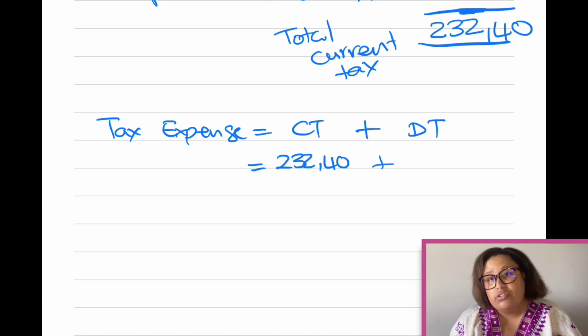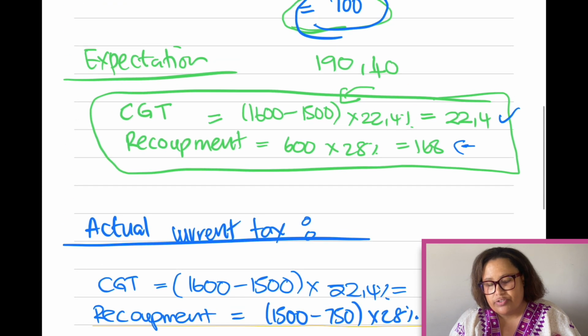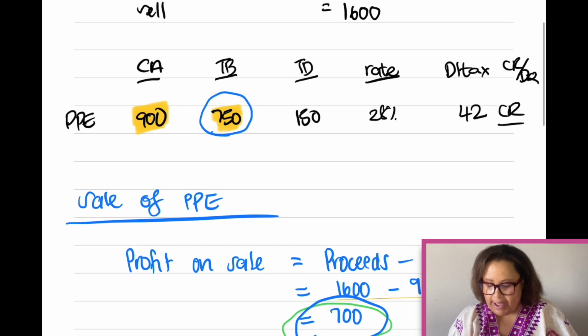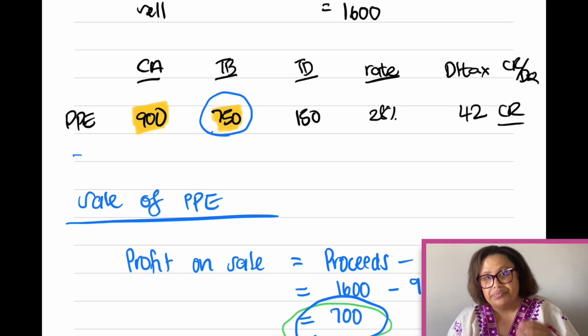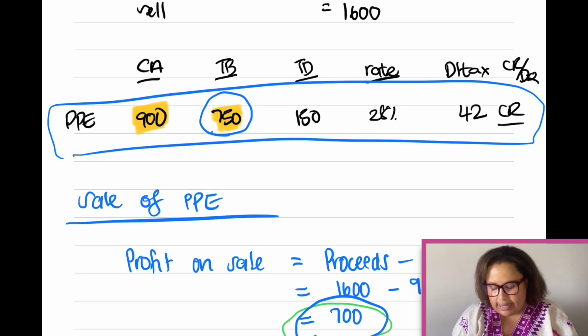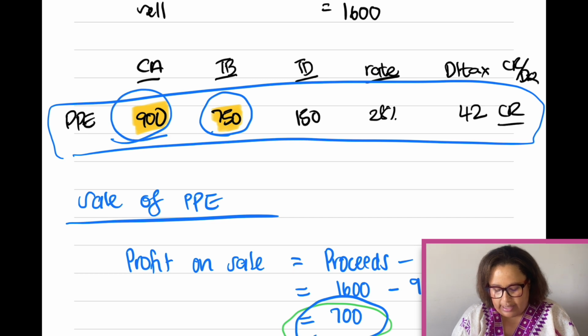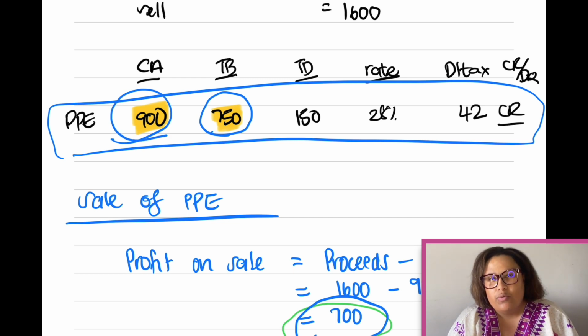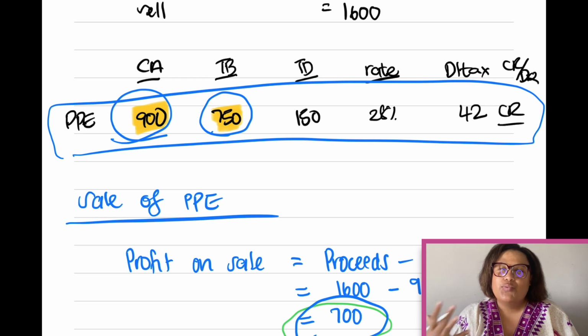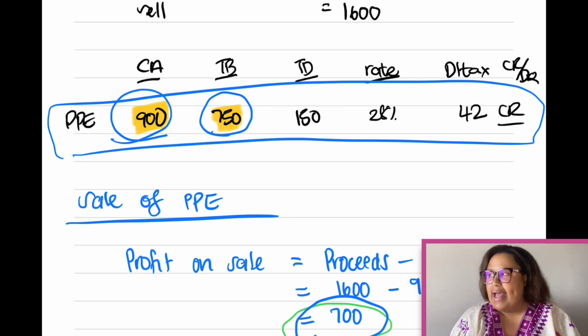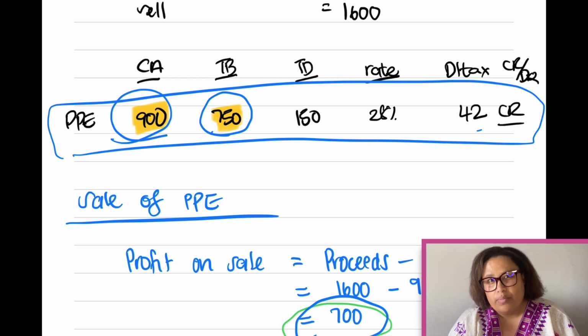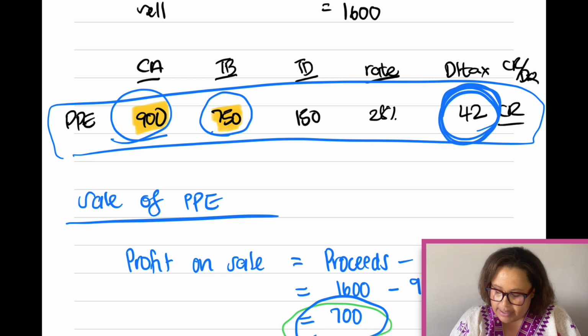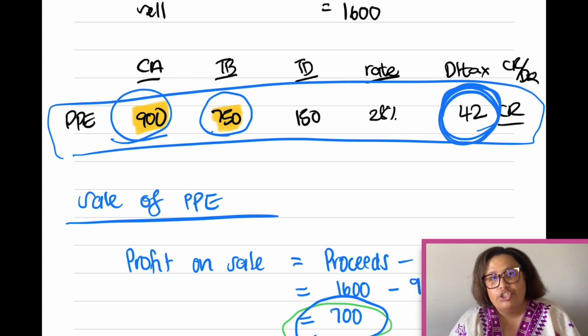But what about our deferred tax? What do we have in terms of deferred tax? Well, let's go back up to that deferred tax calculation. Over here, we've calculated deferred tax on the carrying amount of PPE, which is 900. But once we sell this asset, we no longer have the asset reflected on the statement of financial position. That means that 42, which is currently sitting there, we would need to de-recognize that liability.